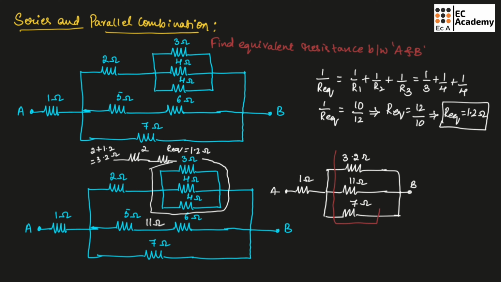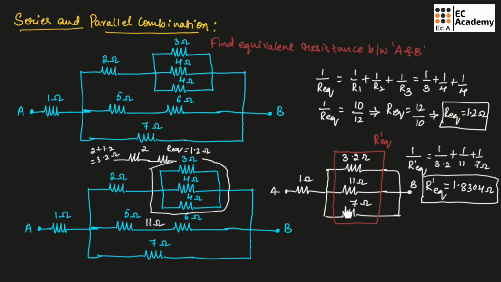Now for these three resistors, let us use the parallel resistor formula to get R dash equivalent. So to find R dash equivalent, we can write the formula 1 by R dash equivalent is equal to 1 by 3.2 ohm plus 1 by 11 ohm plus 1 by 7 ohm. So if we solve this equation, we'll get R dash equivalent is equal to 1.8304 ohm. So we have replaced these three parallel combination of resistor with a single resistor, which is having the value 1.8304 ohm.